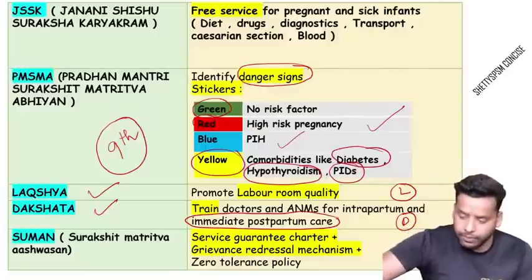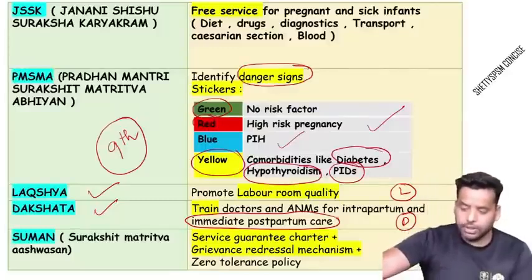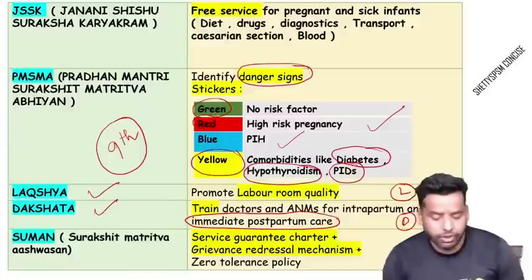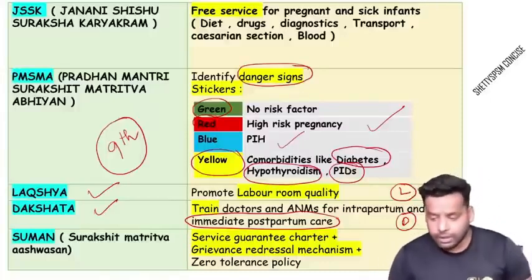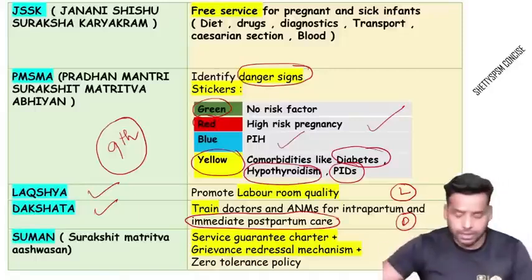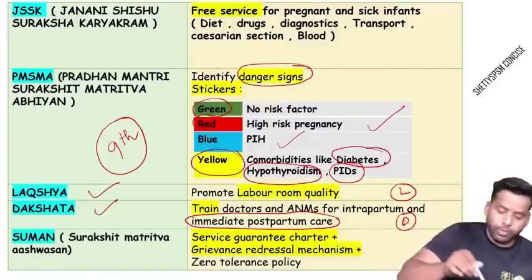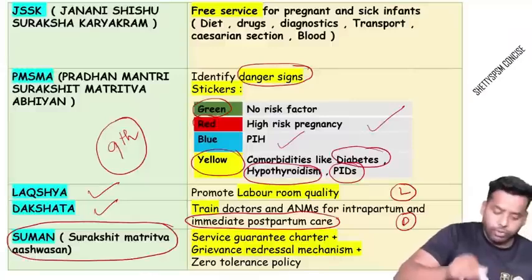See the words properly. Dakshata, yes. L for Lakshya, L for labor room. D for Dakshata, D for delivery practices. This is one more scheme, very important. See the full form.